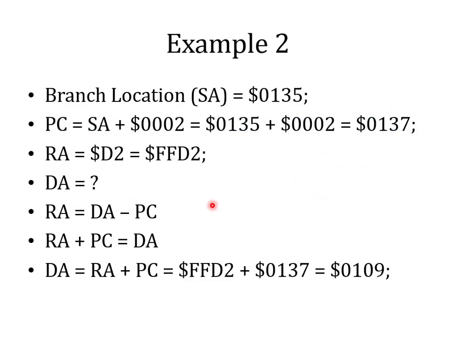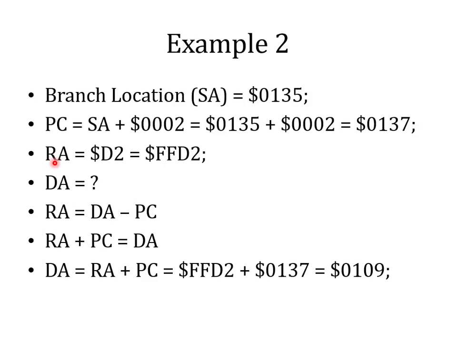So what I'm given, I'm writing here at the beginning. I'm given the branch location, which is already given in the question, 0135, and from the branch location I can always calculate the PC, using the formula, which is just adding 2 to the source address. I added 2, I got the PC. And I'm given the relative address. But remember, the relative address is always given in the question as 1 byte, but when I plug it into the formula, I always have to plug it in as 2 bytes.